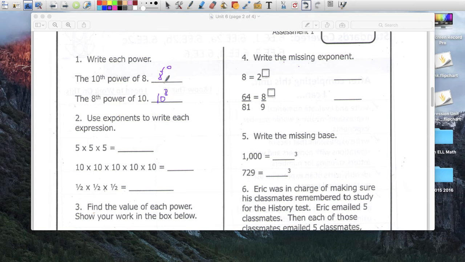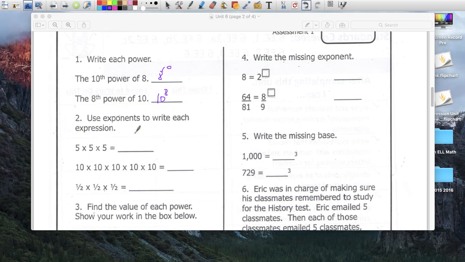I'm thinking that's it. Okay, so I wouldn't be too concerned with this, but I am pretty sure the 10th power of 8 would be 8 to the first power, 8 to the second power. Okay, I think that's right. 8 to the 10th, and then the second one 10 to the 8th. Let me know if you find out that's wrong.